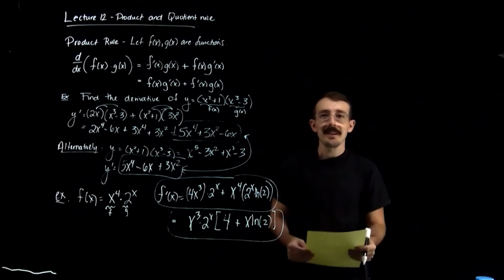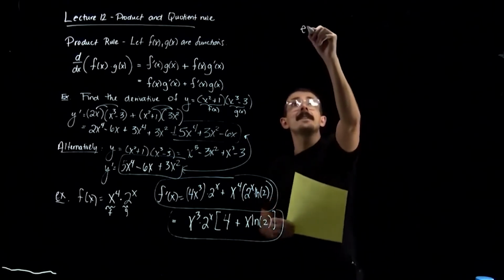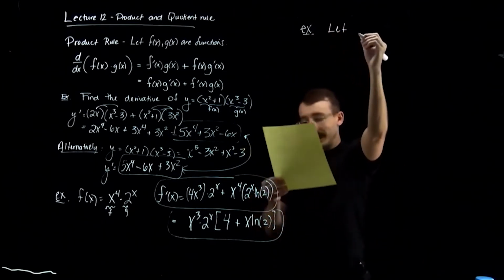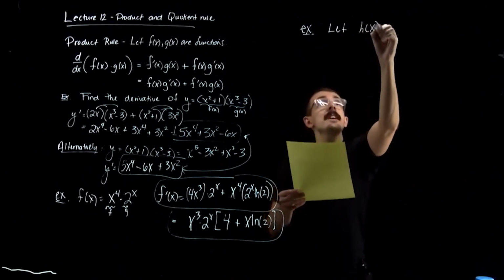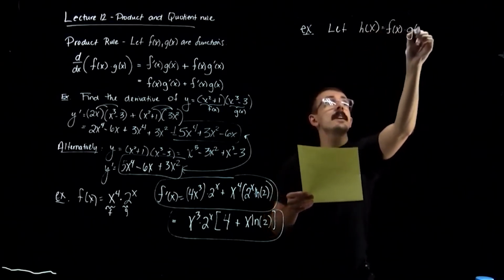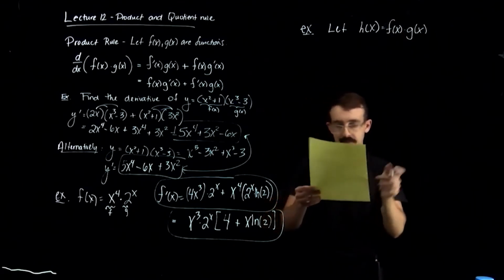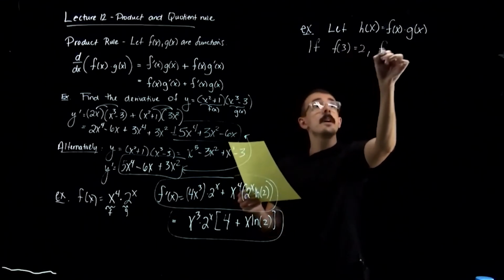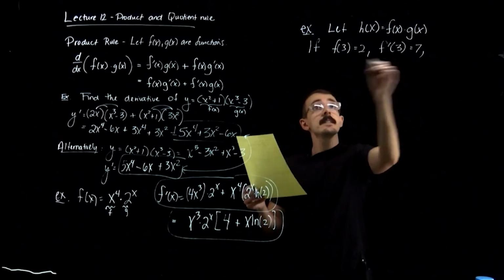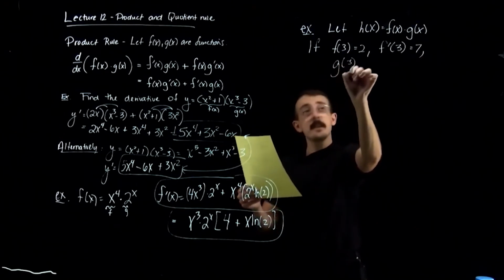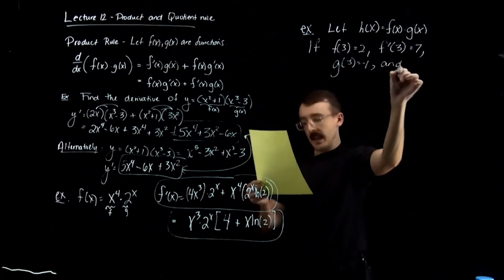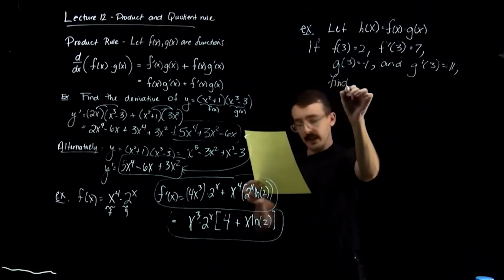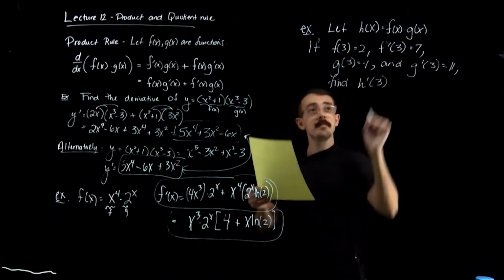OK, let's do one more example of the product rule. So this one, it's a little more abstract because I'm not going to give you actual formulas. So we're going to say let h of x equal f of x times g of x. This little dot will just be times. All right, so we know the following. If f of 3 is 2, f prime of 3 is 7, g of 3 is negative 1, and g prime of 3 is 11, we're going to find h prime of 3.